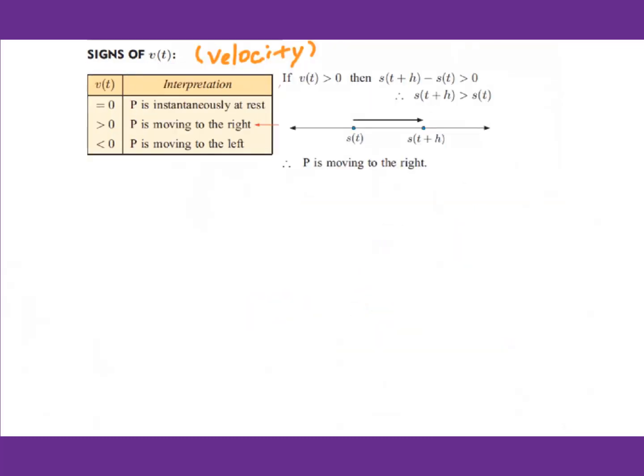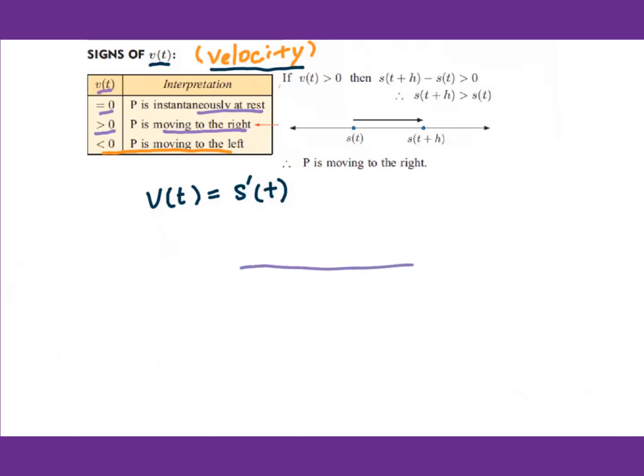Now let's talk about signs of v of t. v stands for velocity. Velocity equals the first derivative of s of t, which means s prime of t. When v of t equals 0, the particle is instantaneously at rest. When v of t is positive, the particle is moving to the right. Less than 0 means the particle is moving to the left.